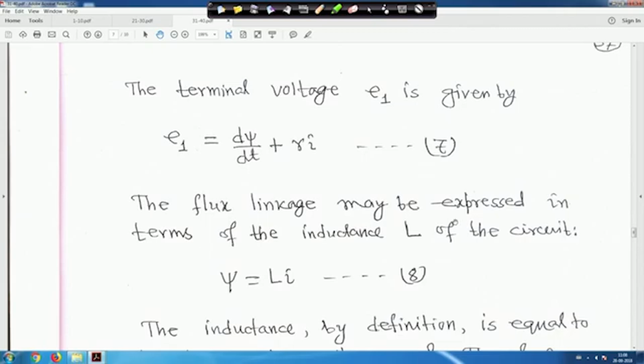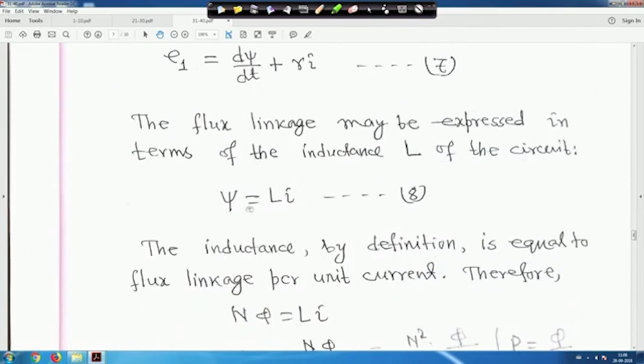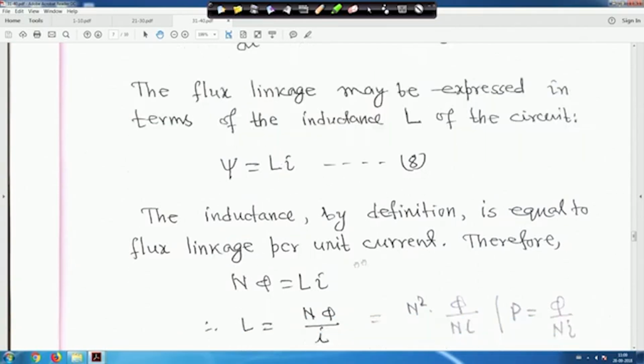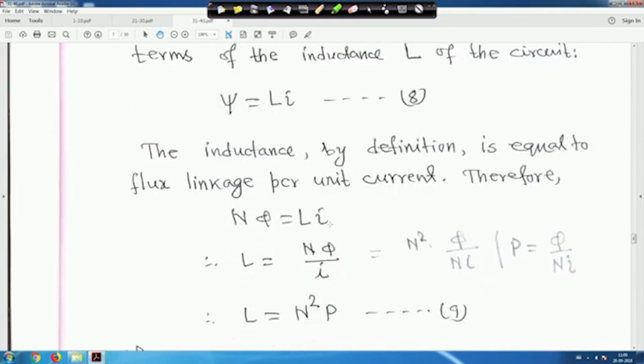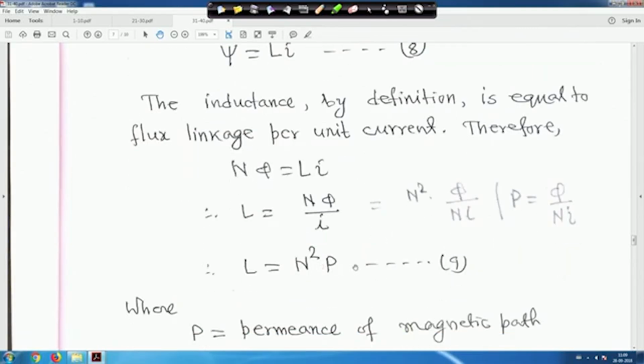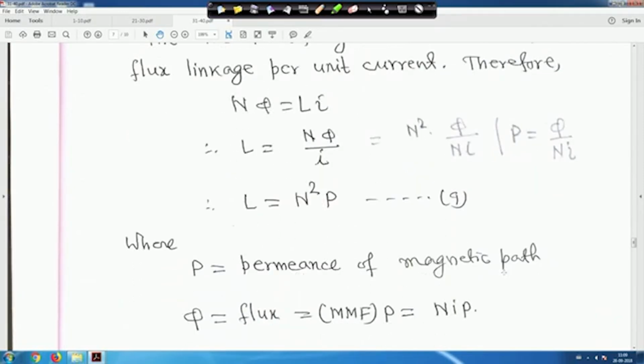Therefore the flux linkage may be expressed in terms of the inductance of the circuit. So we can write psi is equal to Li. This also you know. This is equation 8, right? The inductance by definition is equal to the flux linkage per unit current, so we know that n phi is equal to Li. Therefore L is equal to n phi upon I. Now multiply numerator and denominator by n, so it will be n square into phi upon ni, but permeance P is equal to phi upon ni. Therefore L is equal to n square into P, that is n square into permeance. This is equation 9, where P is the permeance of the magnetic path.